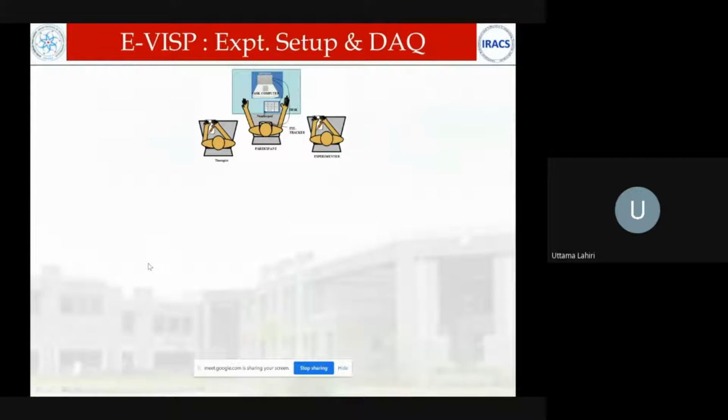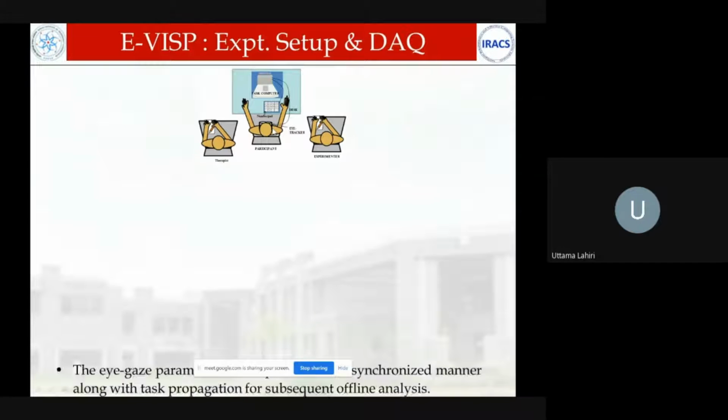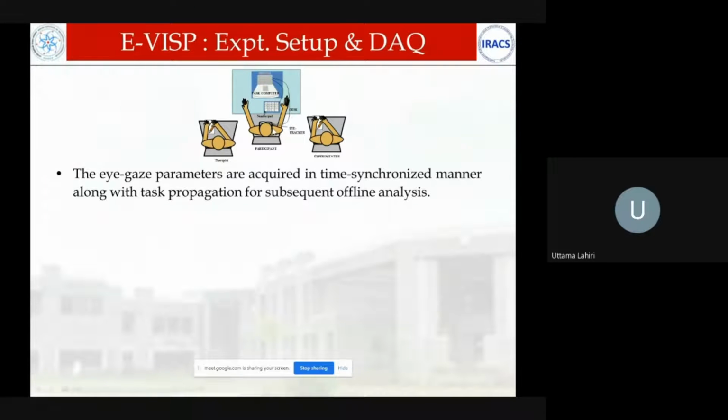Now, this was the experimental setup. The child is wearing an Arrington eye tracker, which is like goggles. While the child interacted with the social situation, we collected time-synced eye gaze data for subsequent offline analysis. So we used a ViewPoint eye tracker.